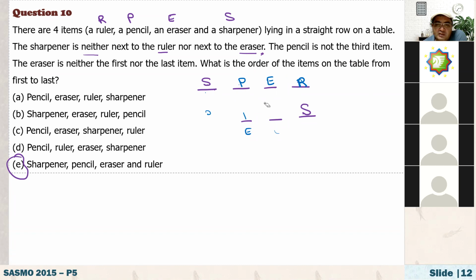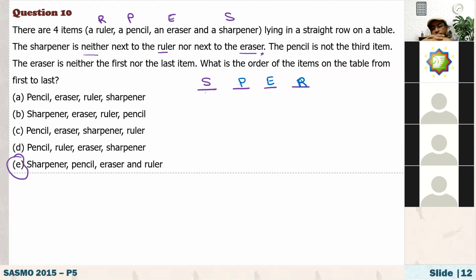Now, if you just pay attention here, as you see here, sharpener is not next to eraser or ruler. The pencil is not the third item because it's in the second item. And eraser is neither the first nor the last. Yes, eraser is not the first, not the last. So it's the third one, right? And ruler must be the last one. So the answer is E, sharpener, pencil, eraser, and ruler.